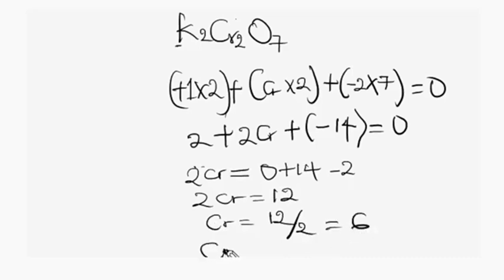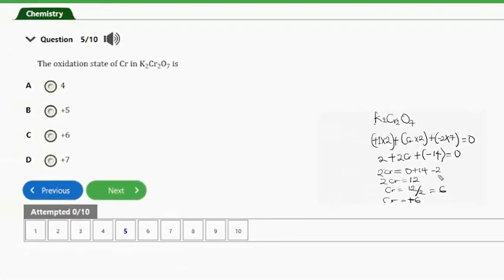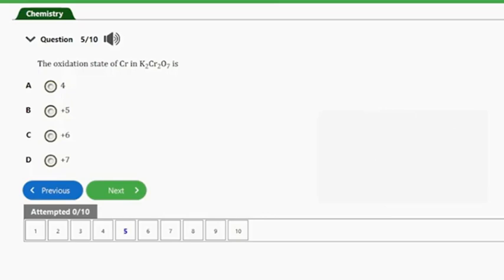So the oxidation state of chromium is +6. So guys, that's the answer to this question, and that's option C here. So guys, the oxidation state of chromium in this chemical compound here is +6. So that's why we name this compound as potassium heptaoxochromate(VI). So guys, that's the answer to this question.